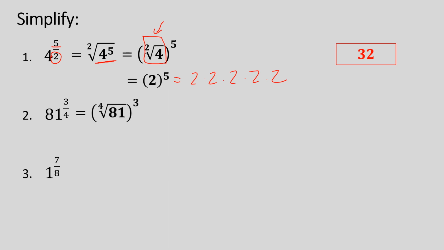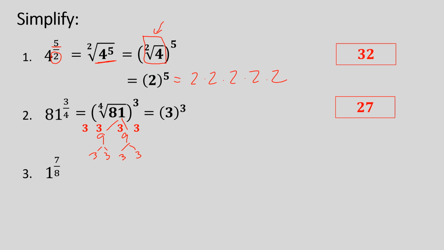Number 2, 81 to the 3/4 power. This is going to be the 4th root of 81 raised to the 3rd power. 4th root of 81, we would do a factor tree. We'd break it down. So 9 and 9, a bunch of 3's here. We would see there's 4 3's. So the 4th root of 81 is 3. Raise that to the 3rd power, and we get 27.